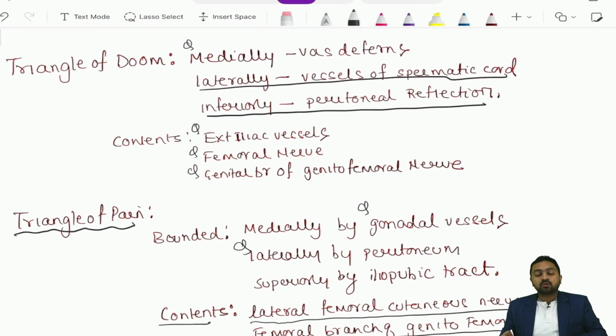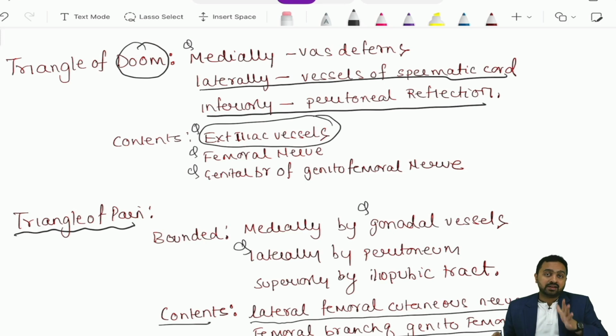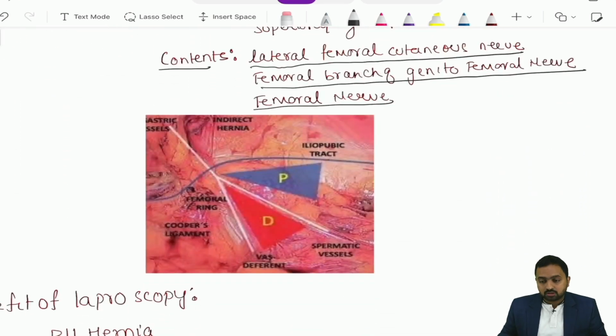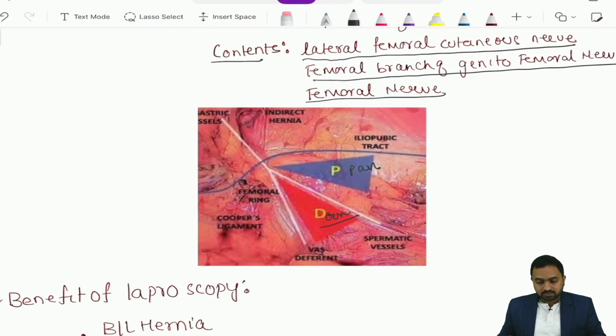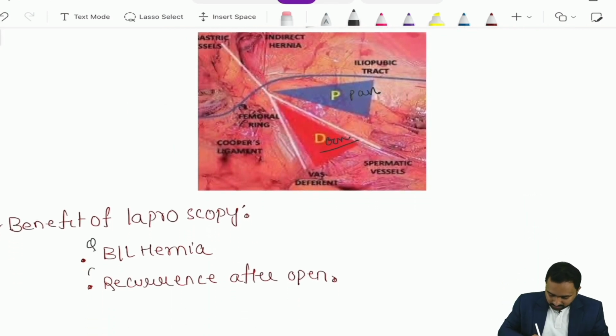Now what is the importance of your triangle of doom and triangle of pain? Now if you place your tackers or clips over here, in case of triangle of doom, you may injure your external iliac vessel, which is going to lead to profuse bleeding. Whereas if you place it in triangle of pain, the patient is going to have intractable pain in the post-operative period. So this is your representation of your triangle of pain and triangle of doom. So what are the benefits of your laparoscopic surgery? It is used usually in bilateral hernia and recurrence after your open surgery.